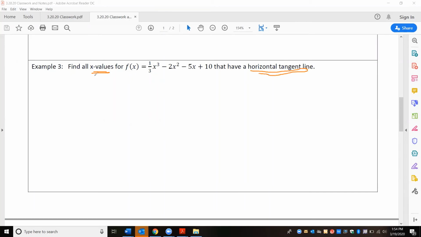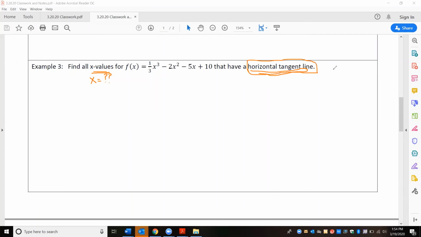What's vastly different about this one, we don't know what the x value is. I know that's not a typo. We're actually trying to find it. So you can't just plug in an x and work the same way we did in that last problem. We actually have to use the fact that it has a horizontal tangent line to find those.